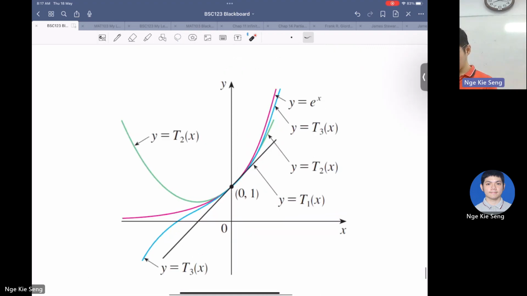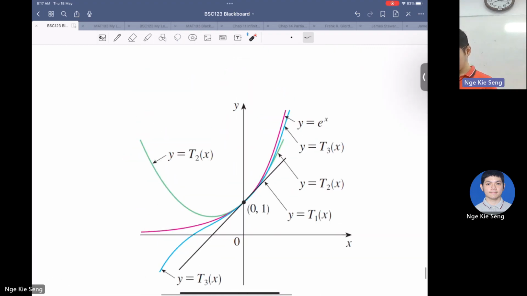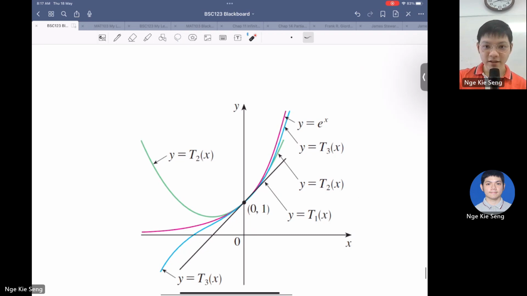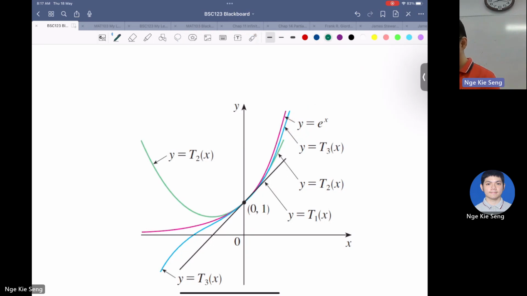Okay, so this is an example. What's this example here? What's this example? Uh, I don't know why. Okay, I see already. So this is the example. So here.